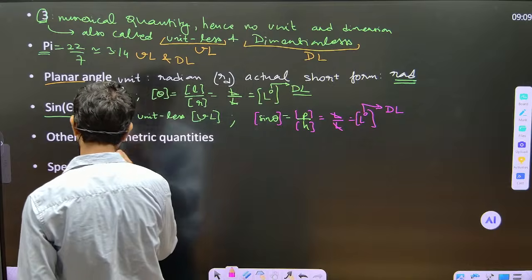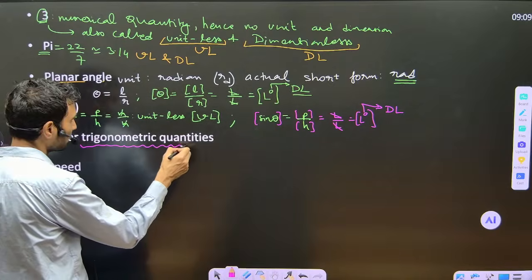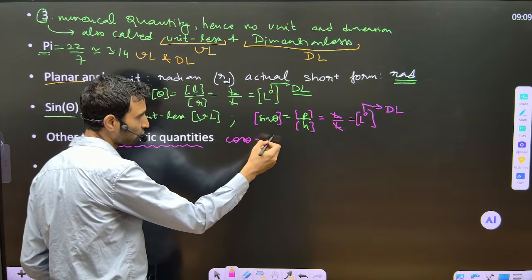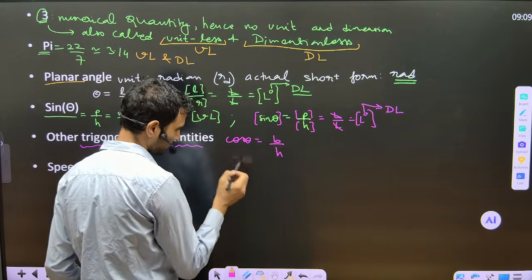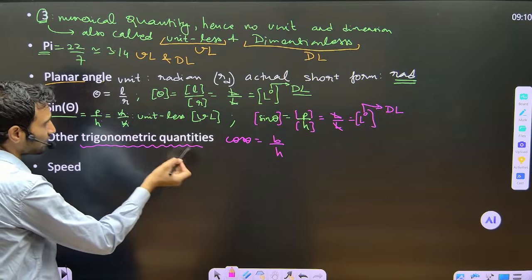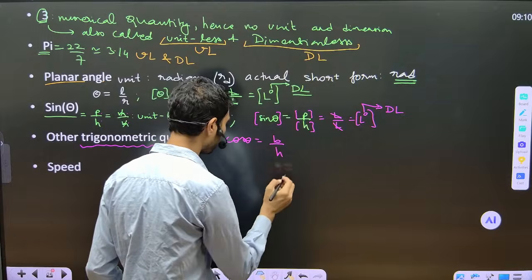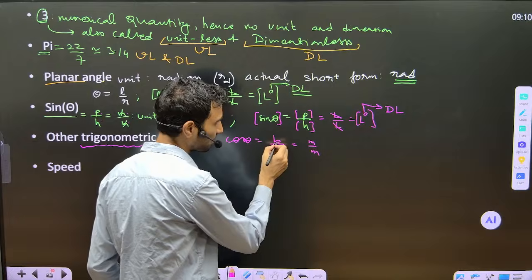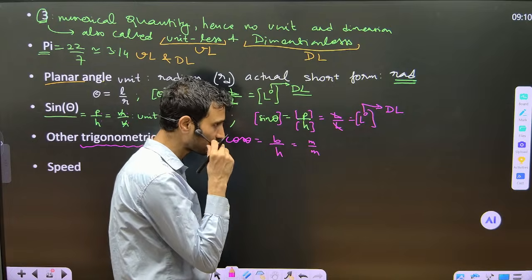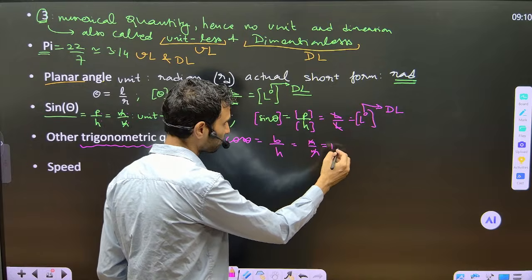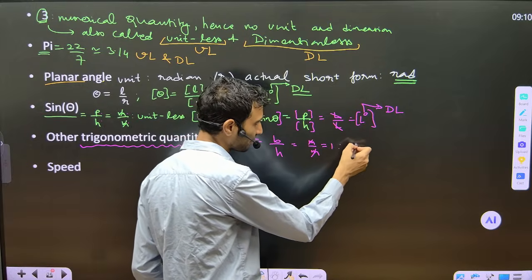What about other trigonometric quantities, like cos theta? As you know, it is base upon hypotenuse, whereas sine was perpendicular upon hypotenuse. Here also, if you talk about the units, it will be meter upon meter, because base is also length and hypotenuse is also length. They also get cancelled, giving you 1. So this also has no unit.